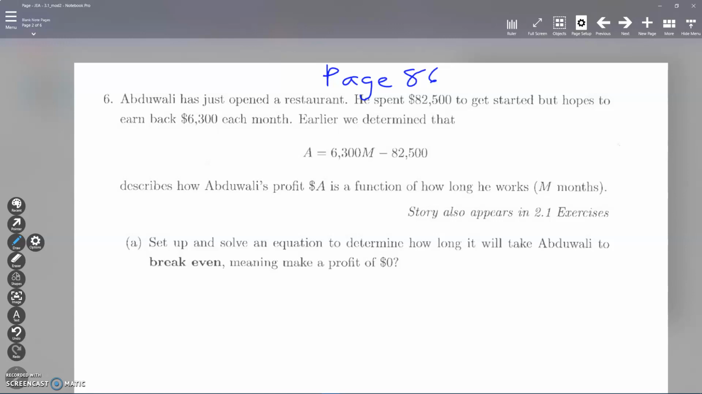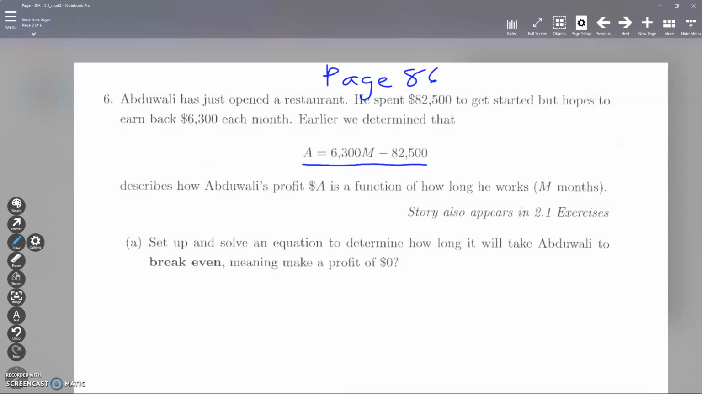In the story, he spent $82,500 to get his restaurant started. Those were his startup costs. But he hopes to earn back $6,300 each month. In the previous lesson, when we talked about Abdulwali's restaurant, we determined that the equation that represents his information can be modeled by this, where the A is our dependent amount, which is the amount that he can earn.